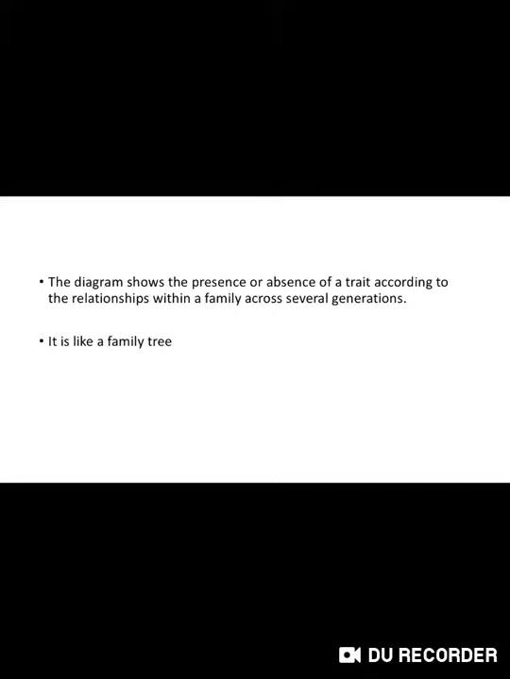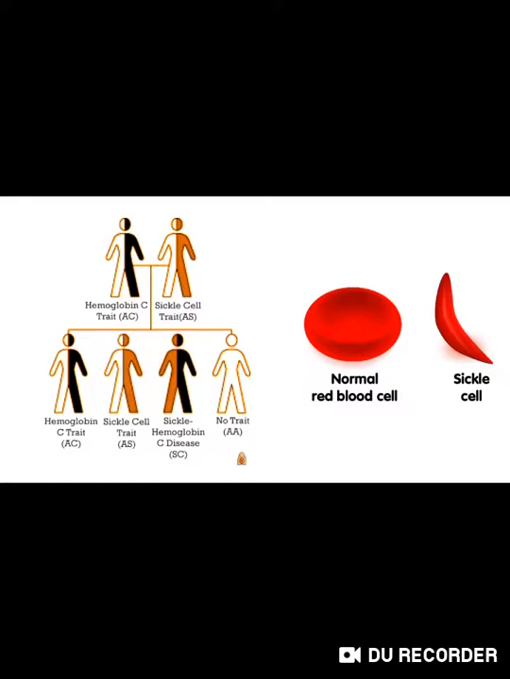The diagram shows the presence or absence of a trait according to the relationships within a family across several generations. This is like a family tree. So for example, in sickle cell anemia, we have in our first generation 2 half-shaded bodies. One is a male and the other one is a female. They got married and had 4 offspring.